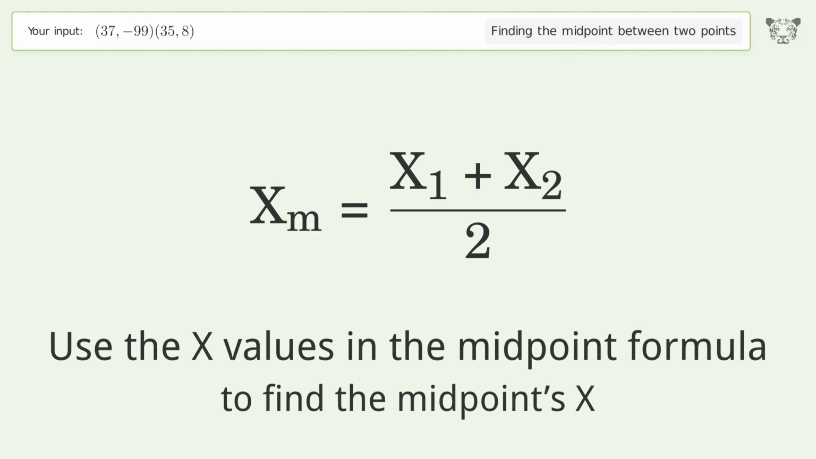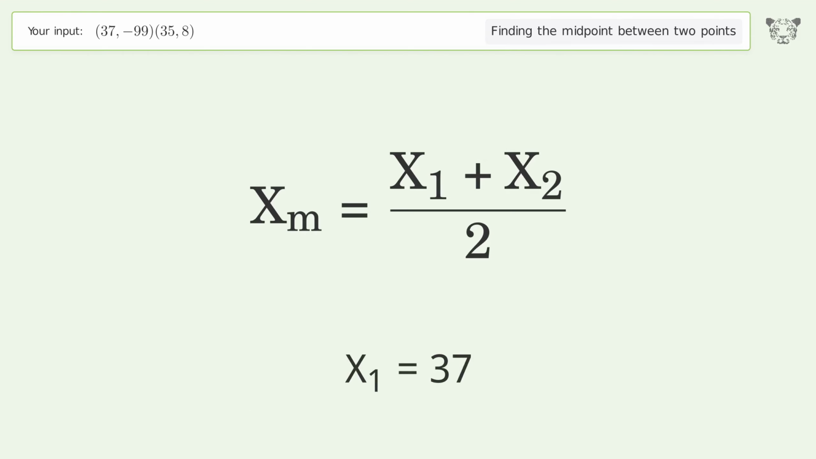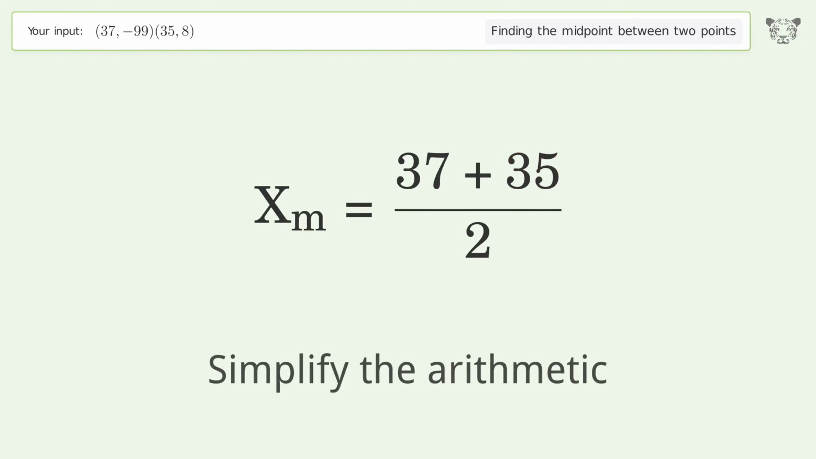Use the x values in the midpoint formula to find the midpoints x. x1 equals 37. x2 equals 35. Simplify the arithmetic.